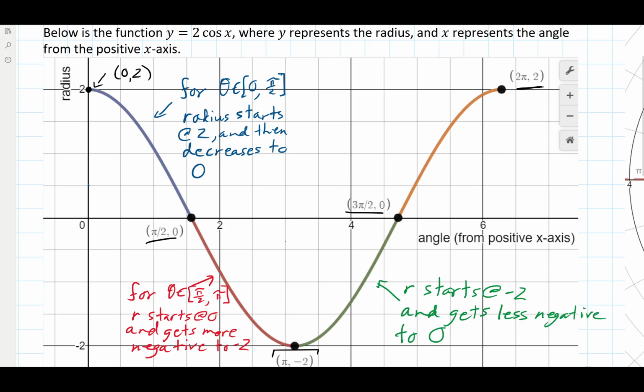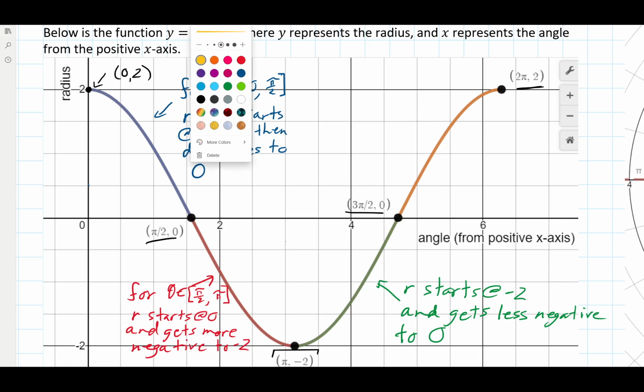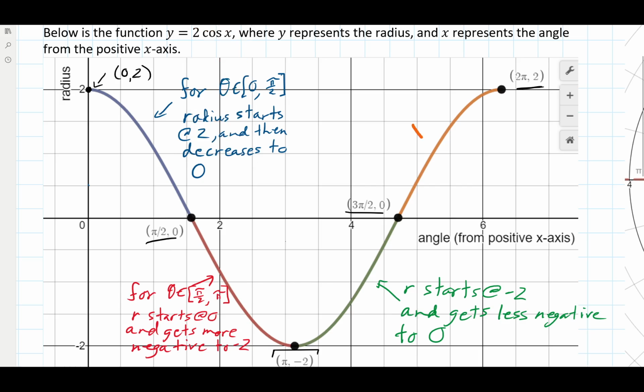And then the last piece, the orange piece here, it starts off at 0 and increases to +2.